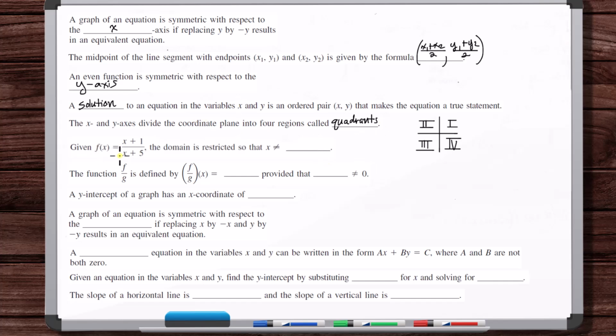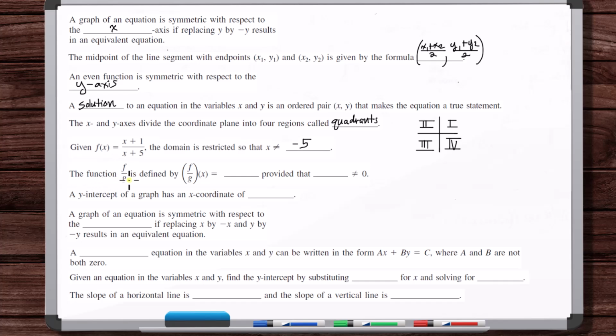Given f of x is equal to x plus 1 over x plus 5, the domain is restricted so that what? X can't equal minus 5. This is a rational expression, or a rational function, which is a ratio of polynomials. Polynomials have the domain of any real number, but because we have a denominator here, we can't divide by 0. So the only restriction is where this polynomial here is equal to 0. That would be when x is equal to minus 5.